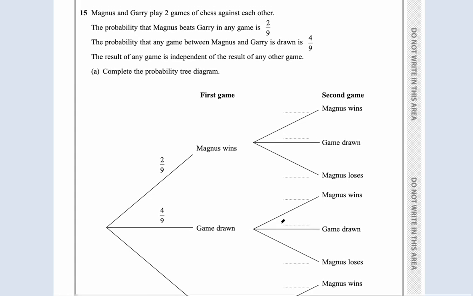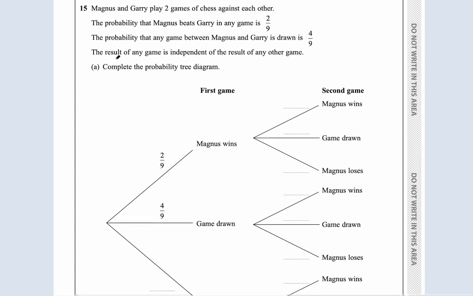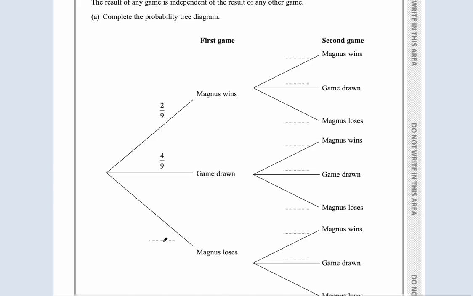Question 15. Magnus and Gary played 2 games of chess against each other. I hope you know who Magnus and Gary are, guys. They're probably the 2 greatest chess players ever. Debatable, but anyway. The probability Gary wins is this. The probability Magnus wins is this. Draw is this, and then the probability Magnus loses would then be 3 out of 9, because these 3 have to add up to 1, and it says complete the tree diagram.